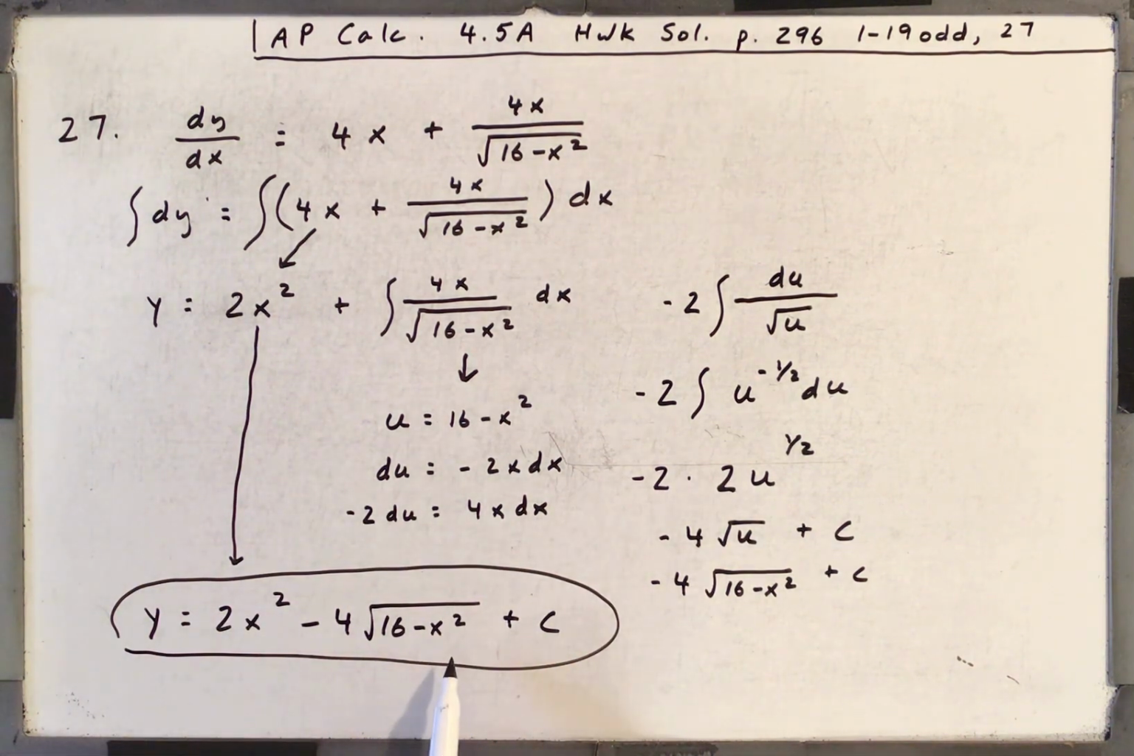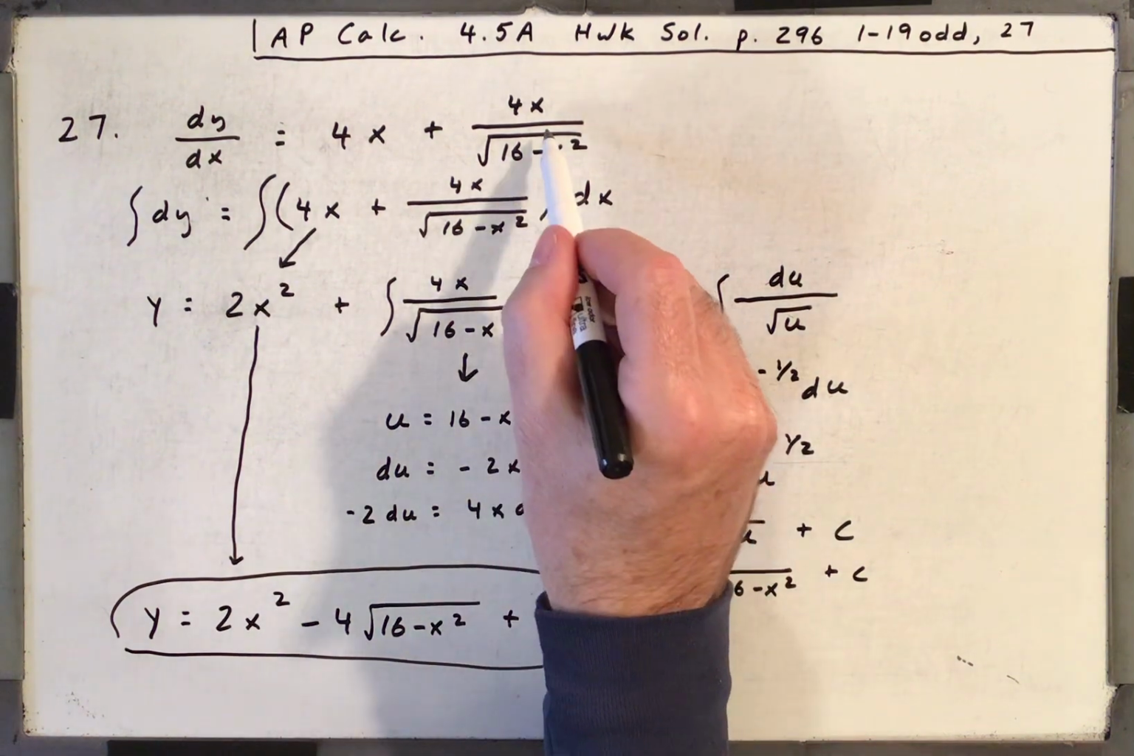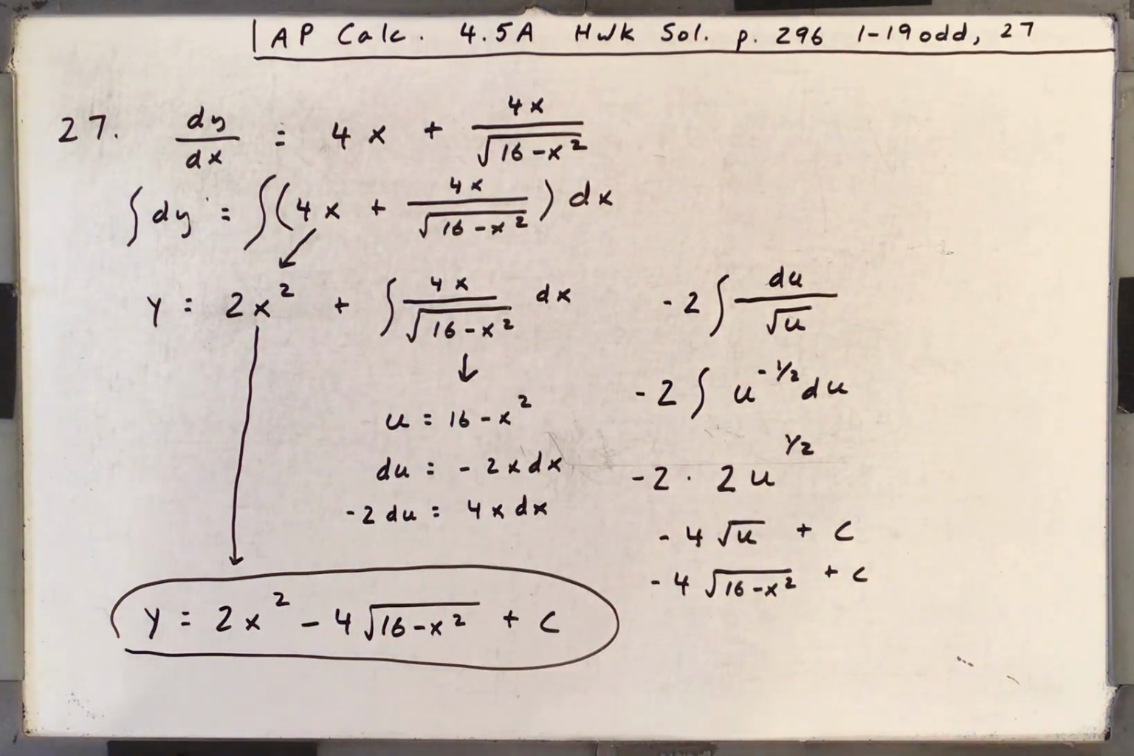So it's pretty easy to check. You can go ahead and check it if you need to. All right, and I'm going to let you do that. If you were checking it, you might rewrite this as 16 minus x squared to the 1/2, and then you'd use the chain rule, but you would end up getting back to this if you did that.